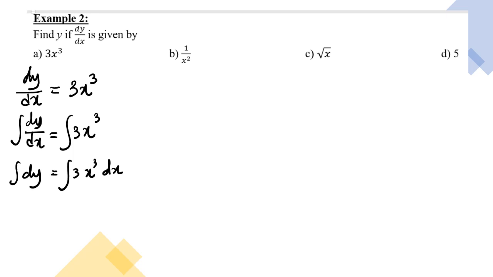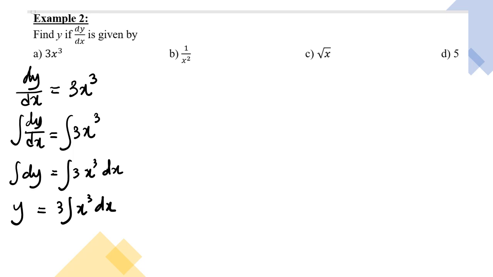And remember, since integration is the antiderivative, when you differentiate y and then integrate the result, the integration and the differentiation cancel each other. So what you get on the left hand side is only y, and on the right hand side you just extract 3 out and apply the rules to integrate x to the power 3.